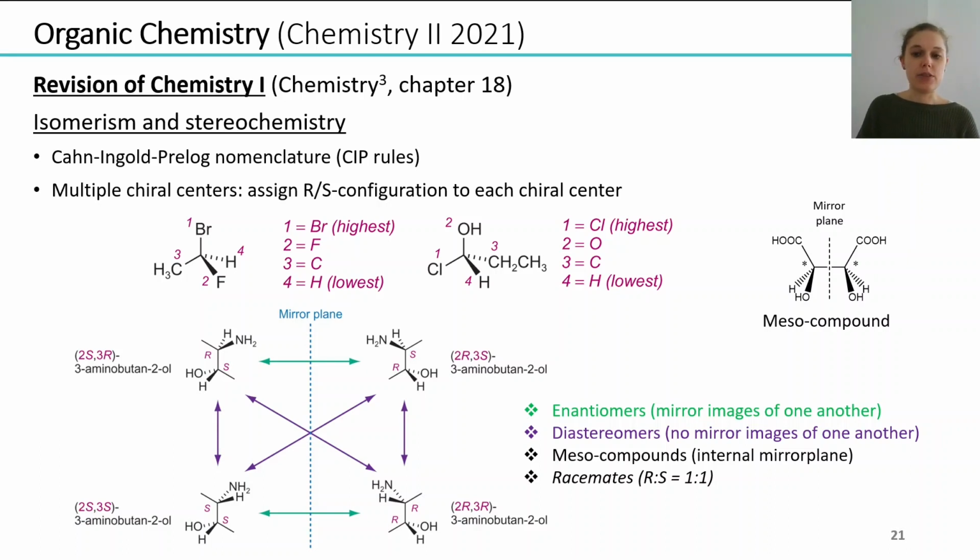What is also possible is that we talk about a meso compound, and this can be seen here. A meso compound has a mirror plane inside the molecule. So, for example, you then have two carbon atoms with exactly the same substituents, and you do not see the diastereomers anymore.